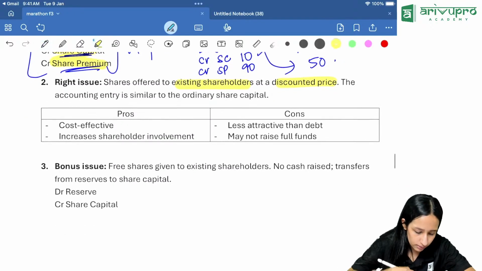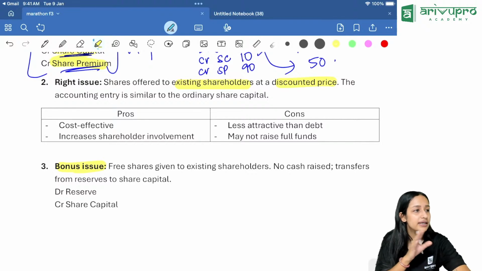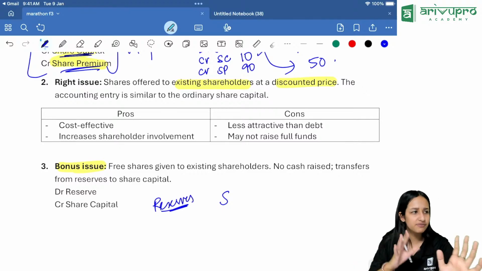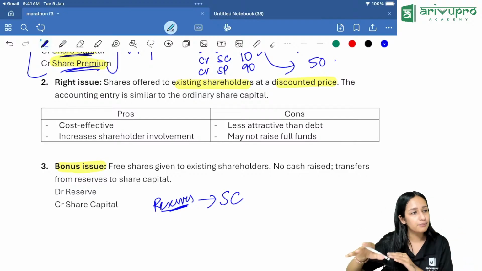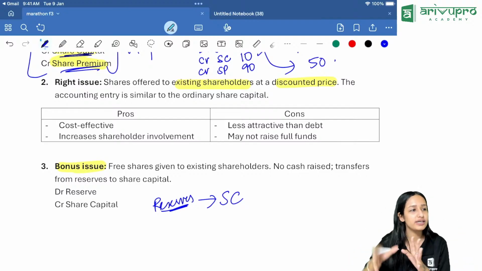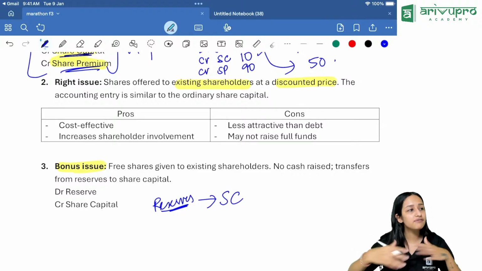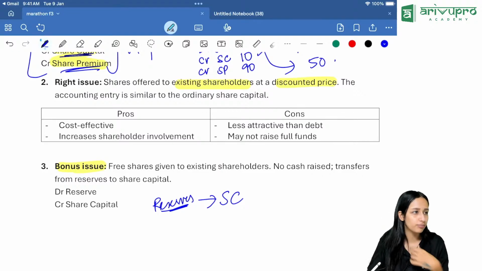But if we are talking about the bonus issue, that means no extra money is coming into the business. Instead, share reserves will have some money, a reserve fund basically, that from there we'll convert to share capital to make it look like we have issued extra shares. So whoever the existing shareholders are, we'll give them free shares. That is a bonus issue. Got it? So you don't get any cash inflow from this.